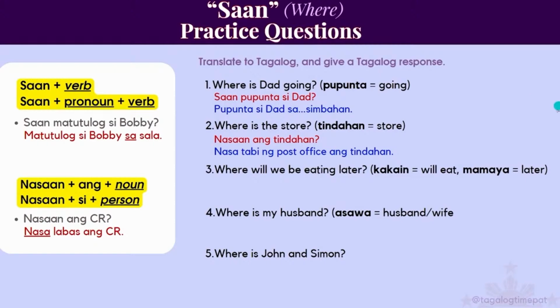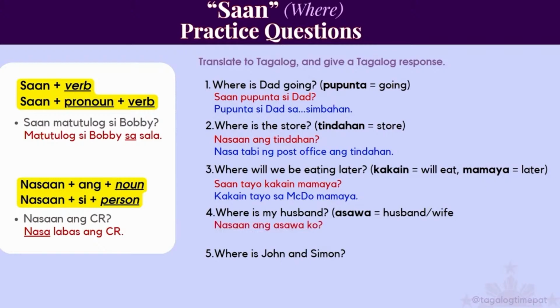Next, where will we be eating later? Kakain means will eat. Mamaya means later. Saan tayo kakain mamaya? So we have to use saan because we are talking about an action. Where will we be eating later? And then the pronoun just goes right after the question word. Saan tayo kakain mamaya? Your response, kakain tayo sa McDo mamaya. We're gonna eat at McDonald's later. You ready? Let's go. Kakain tayo sa McDo mamaya.